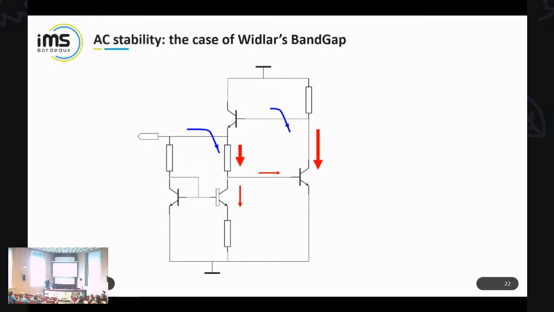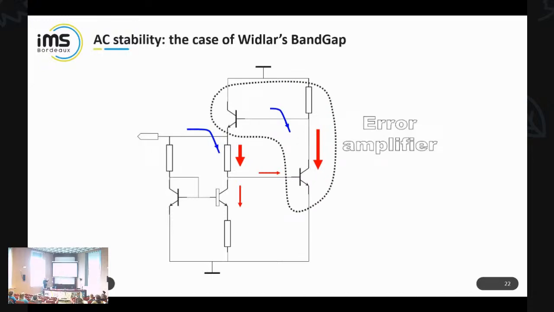That works perfectly, but it means that we are in front of a feedback, because the reaction creates something which is going against. So if we got a feedback, even if this circuit is not supposed to see any kind of signal, it can be unstable because there is an error amplifier.